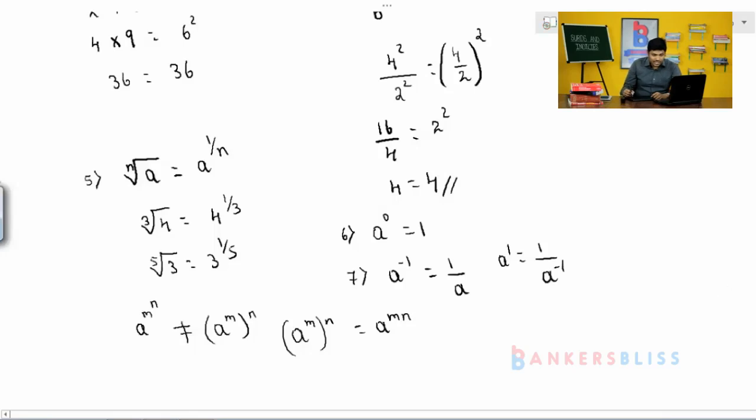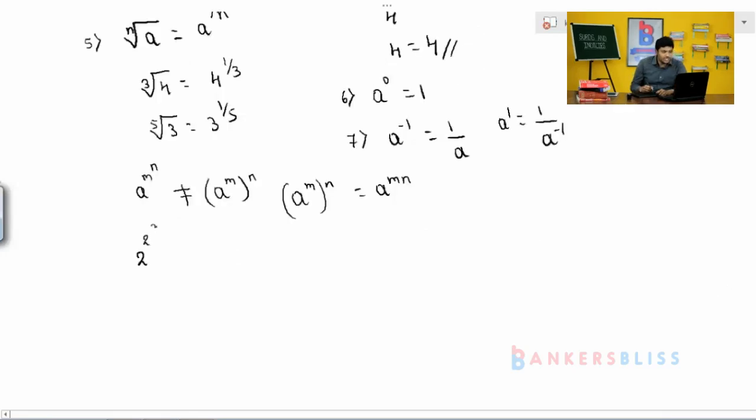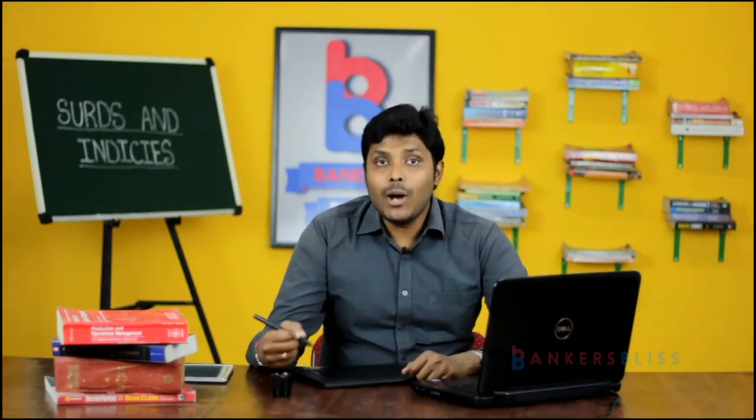Let me take an example. 2 square to the power 3 is not equal to 2 power 2 into 3. What is 2 cube? 2 cube means 8, which is not equal to 2 power 2 into 3, and 2 into 3 is 6. So obviously 2 power 8 is not equal to 2 power 6. Therefore A power m power n is always not equal to A power m into n. Both are different.